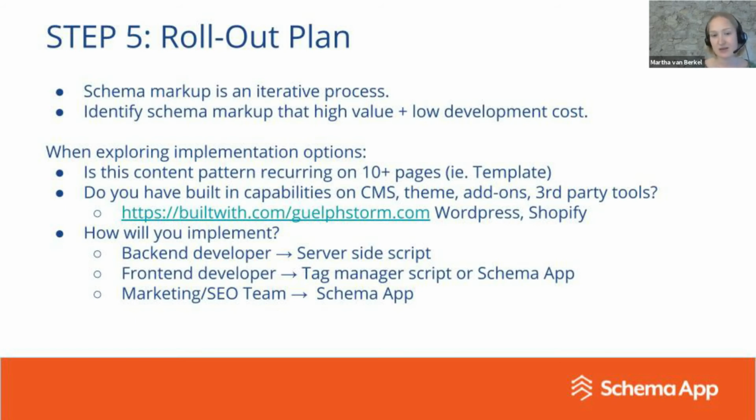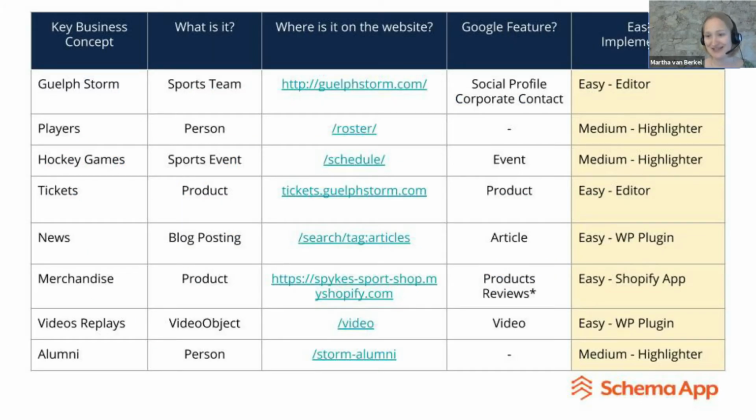But all these things come into play with regards to whether it's easy to get done, hard, or whether there's a way to automate it. And we tend to think, let's do the easy things first, as well as if they're high value to the organization and can get you a Google feature. So what we've done on the Guelph Storm site is we've assumed we're using Schema App. We're presenting, right? So why not use our own tool and make our digital marketers' life easy? And so what we've done is actually gone through and just said, is it easy, medium, or hard? And then in our case, we've actually said, how are we going to do it?